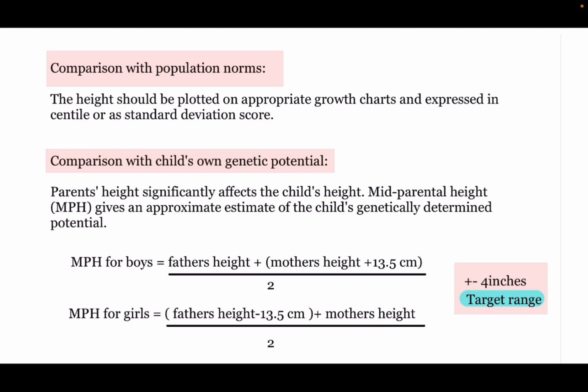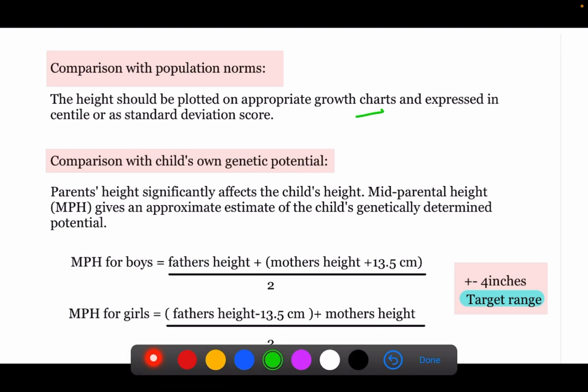Now we will see comparison with population norms. The height should be plotted on appropriate growth charts and expressed in centiles or standard deviation scores.